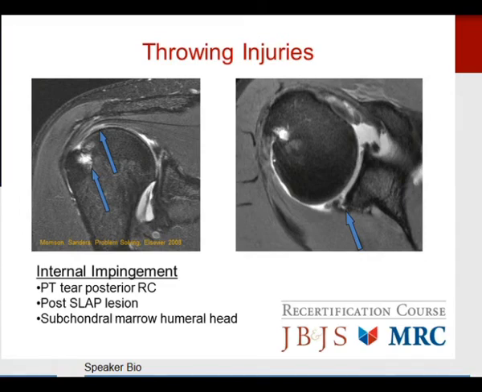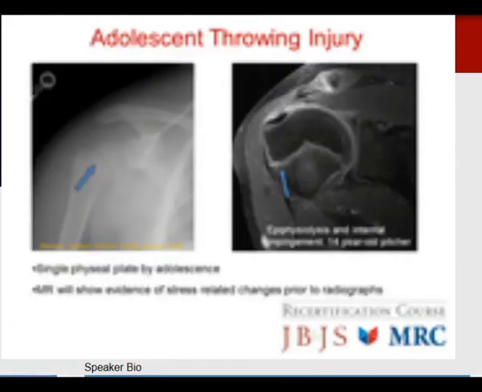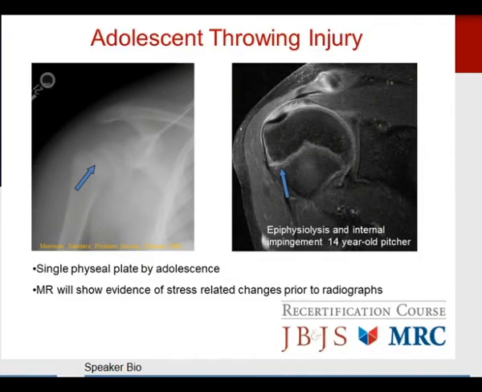Then we see the subchondral cyst in the posterior aspect of the humeral head, and then a tear of the posterior labrum. And this injury pattern is specific for internal impingement in throwing or overhead athletes. In the adolescent population, we need to also be aware of the epiphyseal plate stress-related injury.